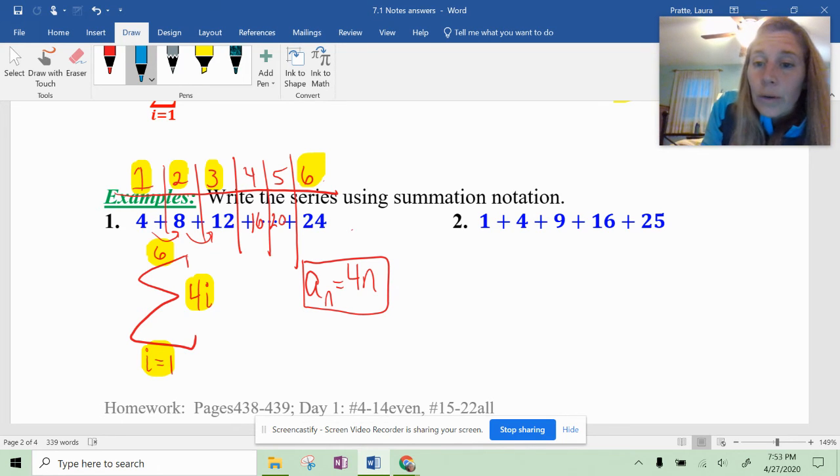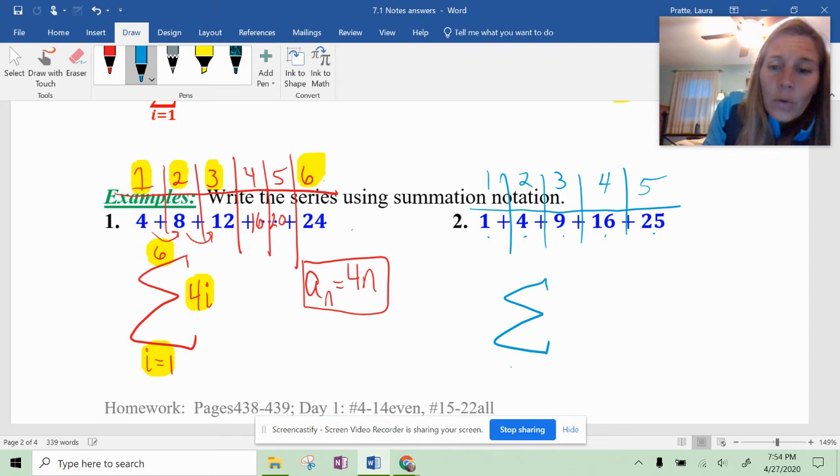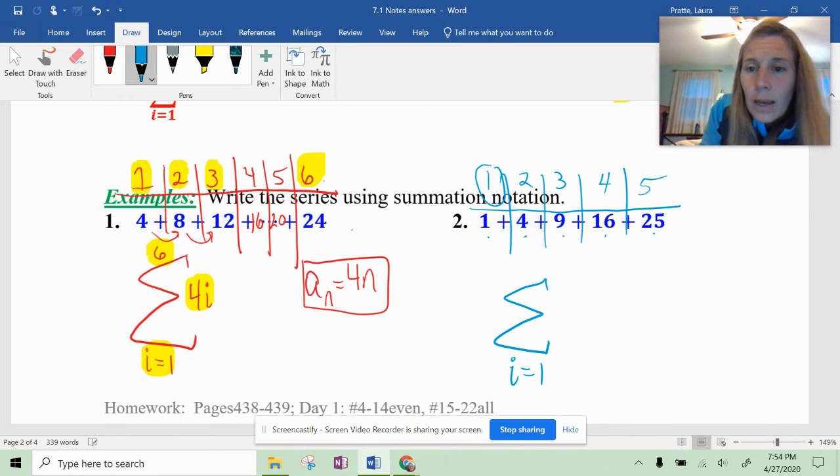So now we do number 2. At least this one, they gave us 5 numbers, and we don't have to fill in any missing ones. So I'm just going to make this into an input-output table to make it a little easier for me. So when we do our sigma this time, we know that our index is starting at the input of 1, and we're going up to 5.